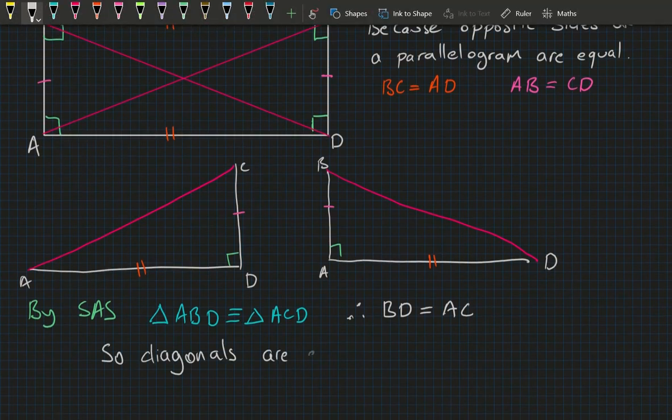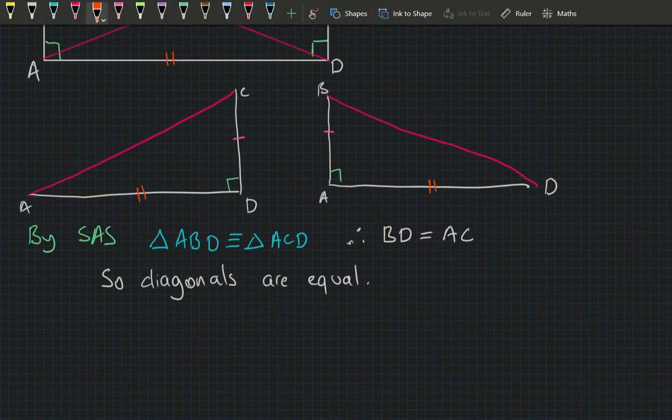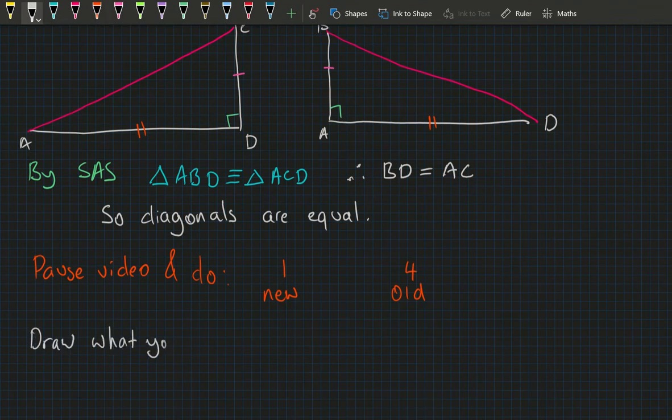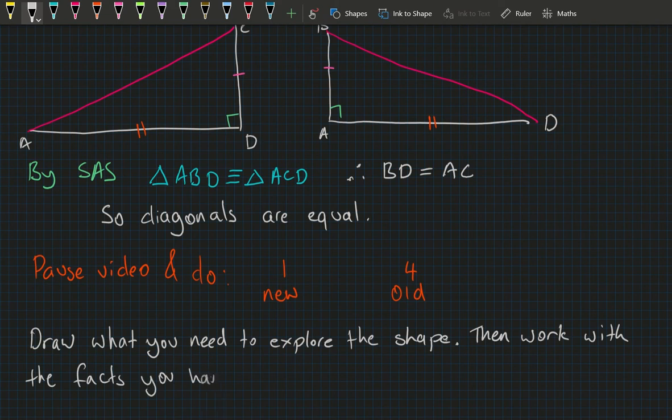And so the diagonals are equal. Isn't that cool? Alright, pause the video, question 1 in the new book and question 4 in the old book. This is your chance to have a go at these sorts of things. But before you go, make sure you draw down what you need to explore the shape you're going to work on. Then work with the facts that you've been given about its properties. And I'll see you when you come back in the next section.